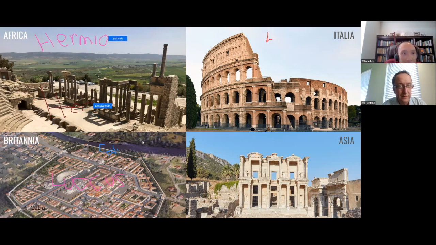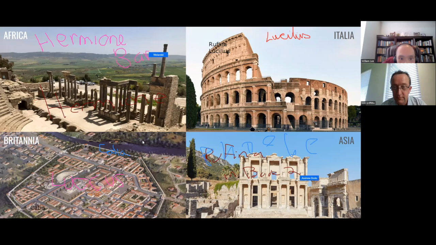In Africa, we have Hermione. Okay. Excellent. And we have Lucilius in Italia. So Barca. Okay. All right. So going once, going twice.